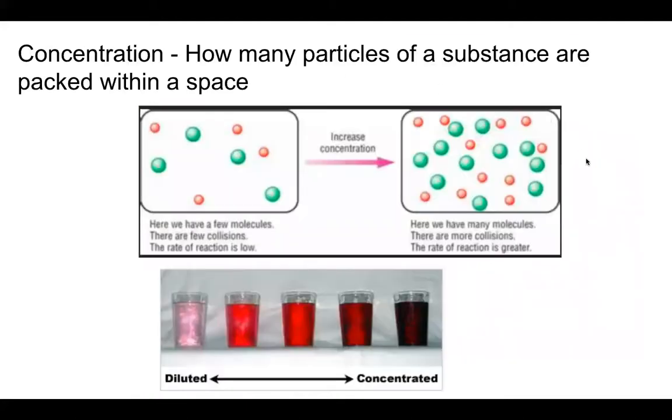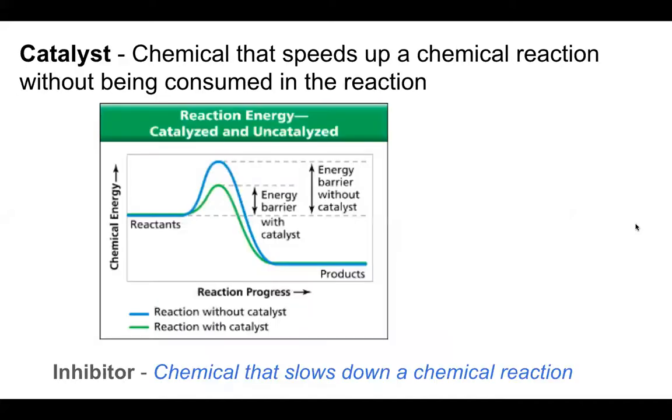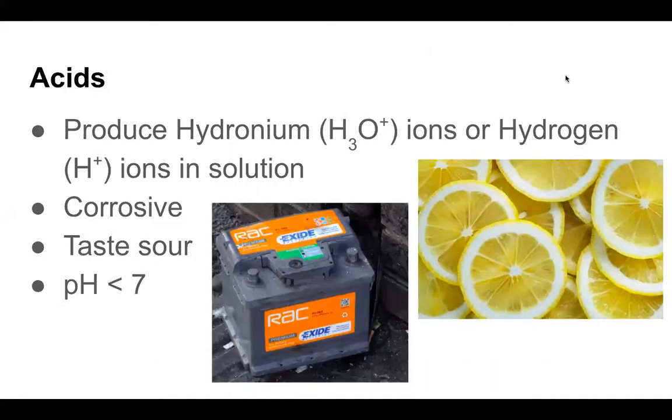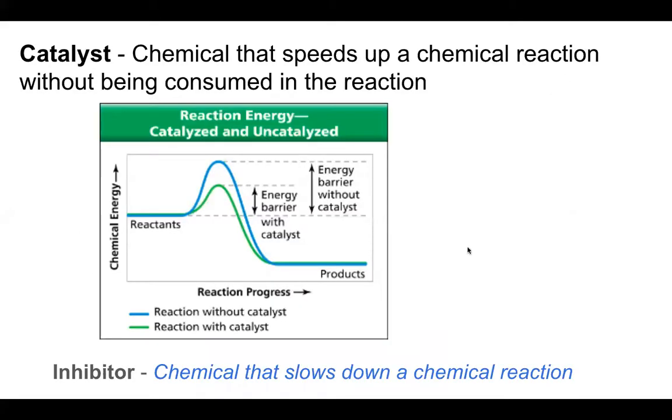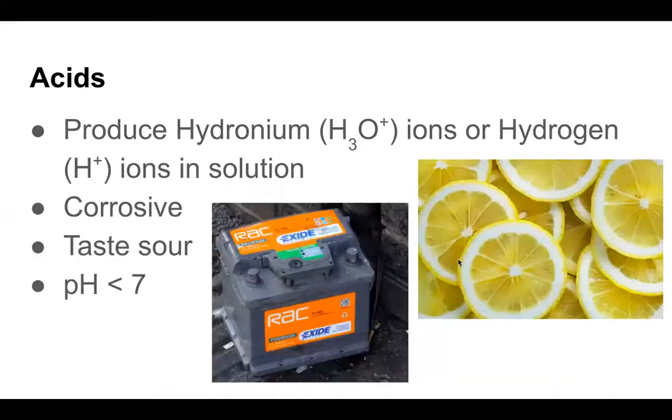I can increase or decrease the concentration, or the number of particles of the substance in a space, so that will either increase or decrease how often they interact and can react, whether it's a concentrated mixture or a diluted mixture. And then, like I just did with the demonstration with the hydrogen peroxide, the elephant toothpaste, I can add a catalyst, and that's going to speed up a reaction and it doesn't get consumed. Inhibitors slow down those chemical reactions.